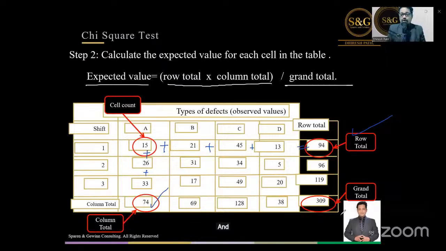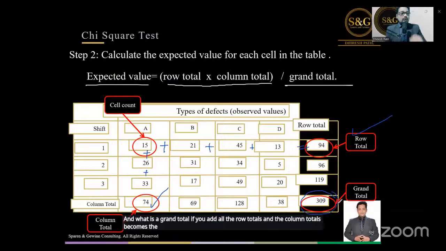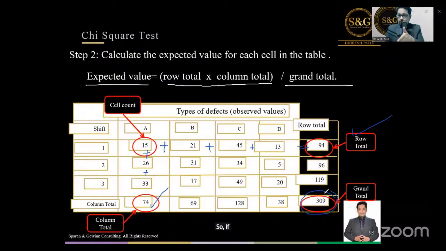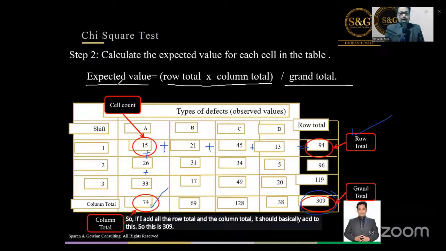And what is the grand total? If you add all the row totals, or all the column totals, it becomes the grand total, which should match. So if I add all the row totals and the column totals, it should basically add to this. So this is 309.